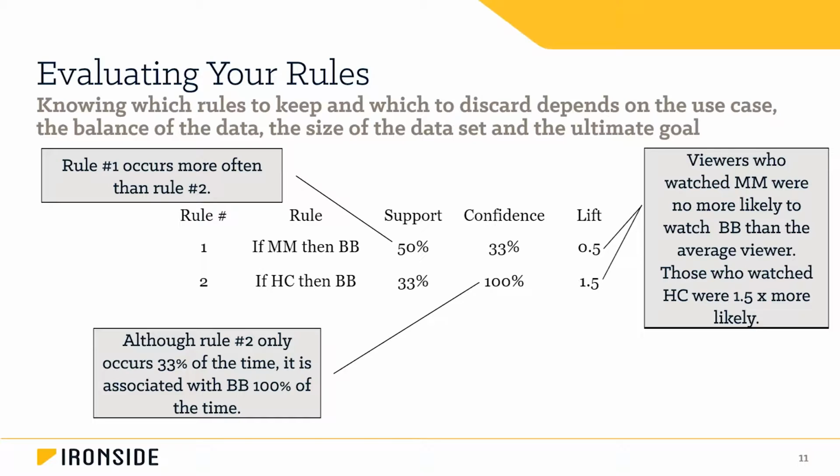So that second rule, it only occurred in 33% of the sample, which is actually quite a bit, but by comparison to the first rule, it's low. Now you can see it has 100% confidence. So when people watch House of Cards, 100% of the time, they watch Breaking Bad. The first rule, you can also see that the lift is below 1, so it's really not adding any value anyway.